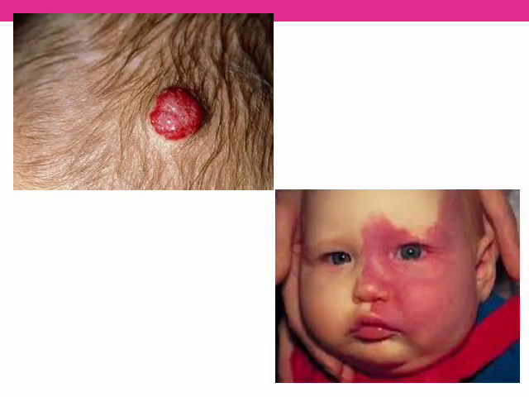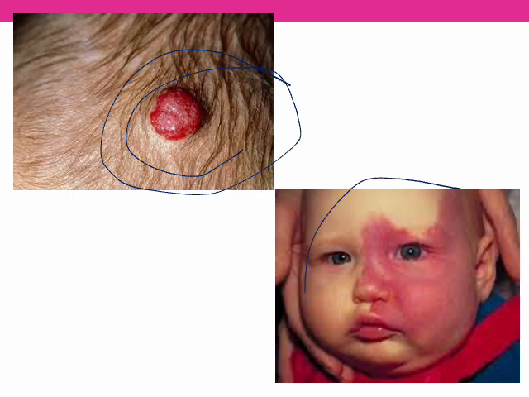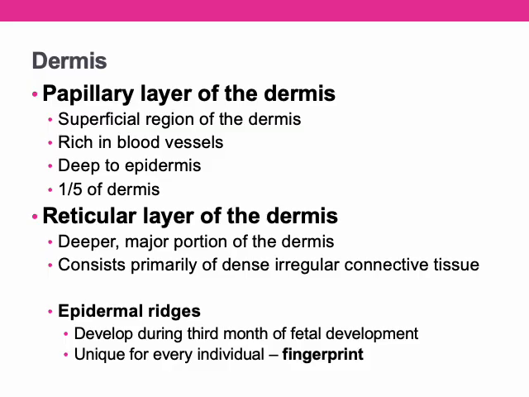And here are the two different types of hemangiomas. On the top left, you can see the capillary hemangiomas, and at the bottom right, you can see cavernous hemangiomas. The next layer of the skin we will be talking about is the dermis. Once again, the dermis is the thickest layer of the skin. It is very rich in blood supply. This is where you find the hair follicles and the root of the nails.